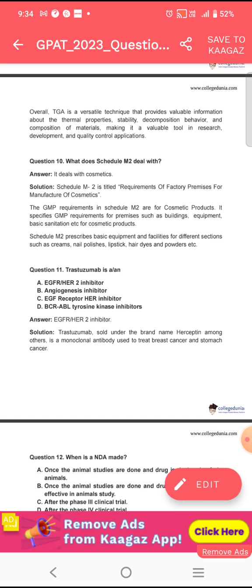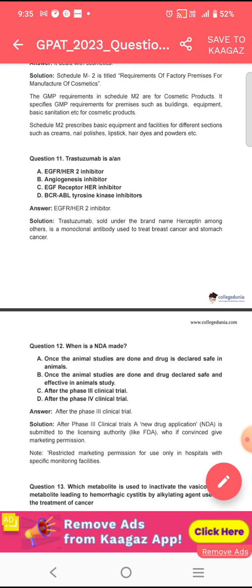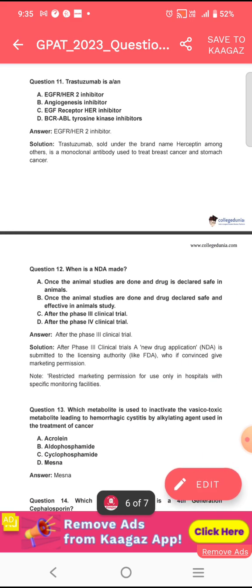Next, trastuzumab is an inhibitor of what? That is the EGFR HER2 inhibitor. So, trastuzumab, sold under the brand name Herceptin along with others, is a monoclonal antibody used to treat breast cancer and stomach cancer.